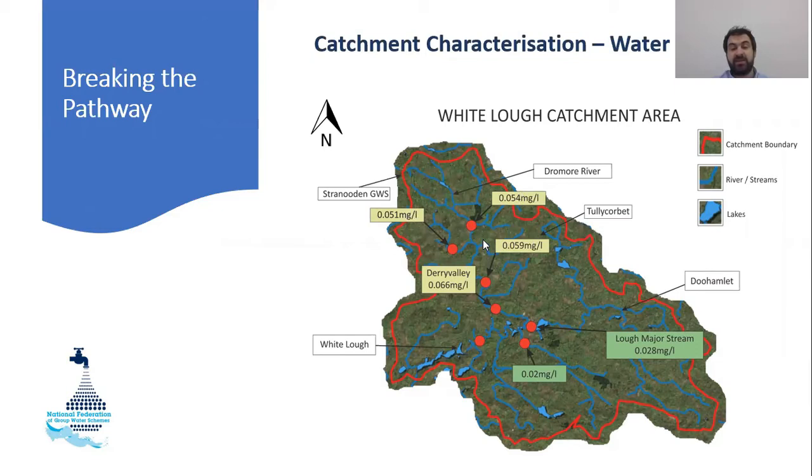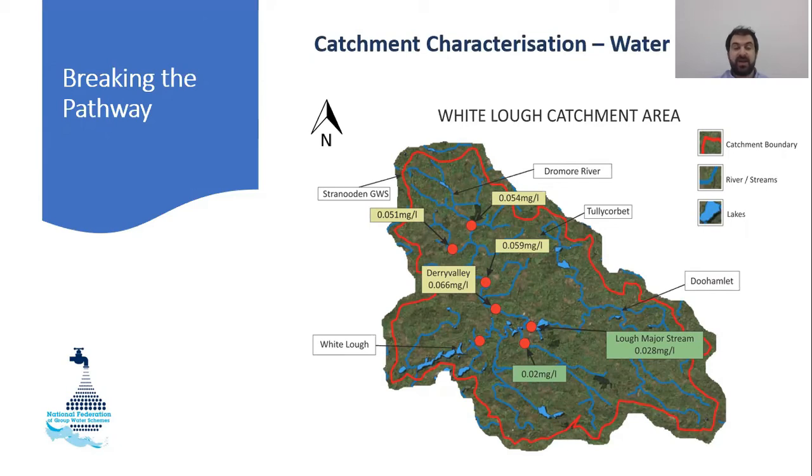Now, whilst both these subcatchments are relatively similar in terms of size, there is a sharp contrast in terms of the phosphorus concentrations that are found in the water bodies in these subcatchments. For instance, this is an example of some of the phosphorus results that were taken in 2018. Annual averages subsequent to this have shown a similar trend, but in 2018, at the monitoring point on the Dromore River, upstream of Ballybay, an annual average phosphorus concentration of 0.66 milligrams per litre was recorded, whilst in the Loch Major stream, an annual average of 0.028 milligrams per litre was recorded, which in itself would be classified as meeting good water quality status.